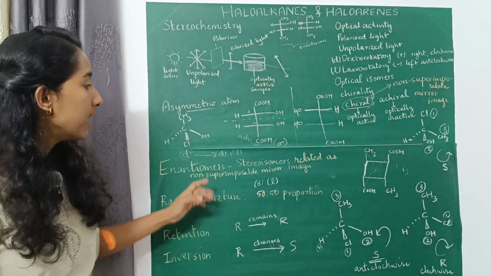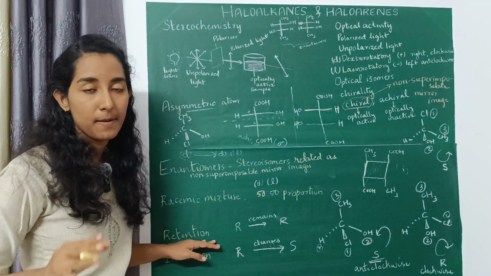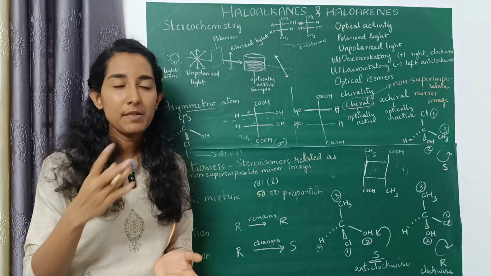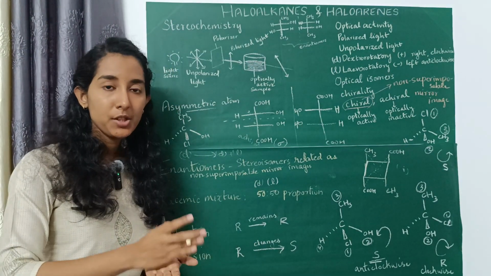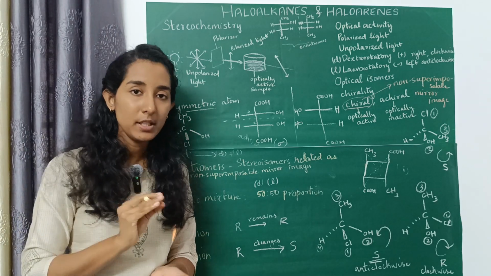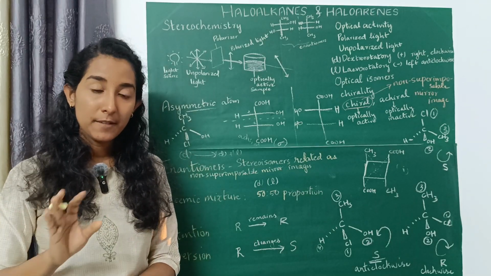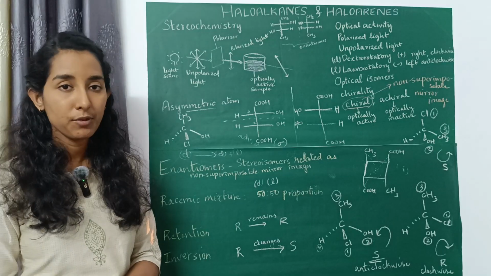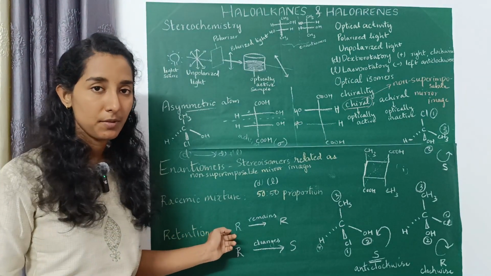Then you have retention. Retention is when the configuration is retained. You might have studied R and S configuration. If a compound had an R configuration and after the reaction the R configuration remained R, then you call this retention of configuration. In SN1, as we studied, there will be retention of configuration, right?